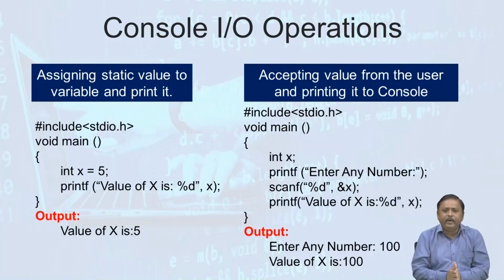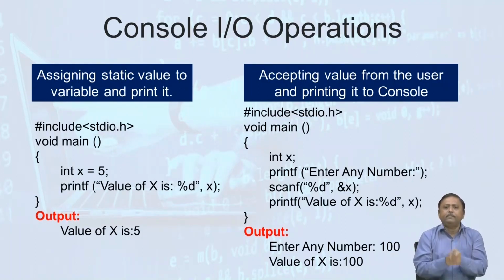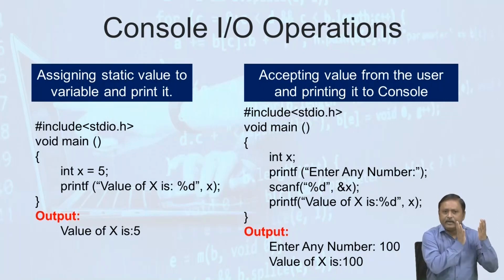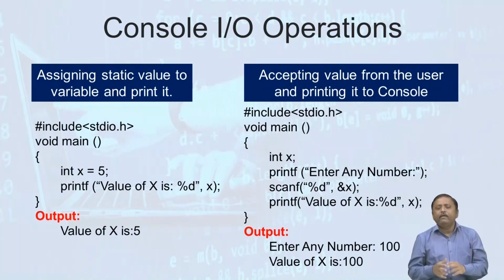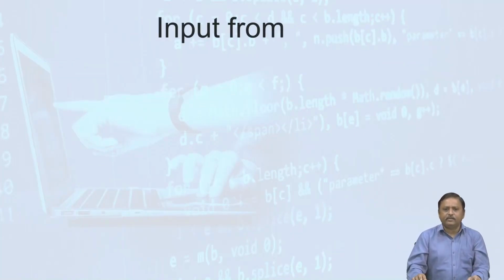Now the output will be: it asks the user to enter any number, and suppose the user enters 100, then it displays value of x is 100. So this is how we can assign a static value to a variable, and we can also get some input from the user and use that in our program. So this is a brief code that explains console input output operations.